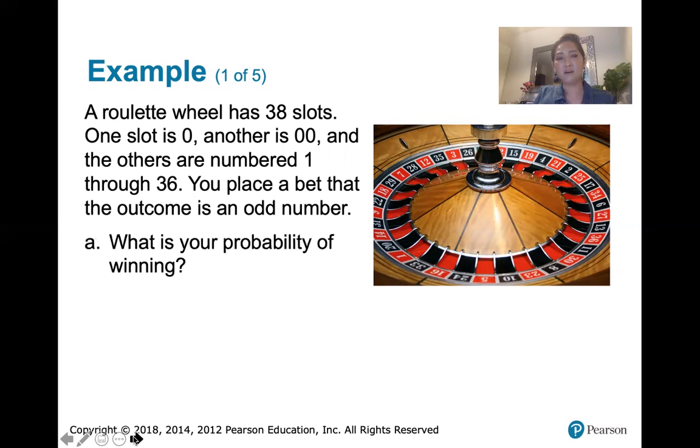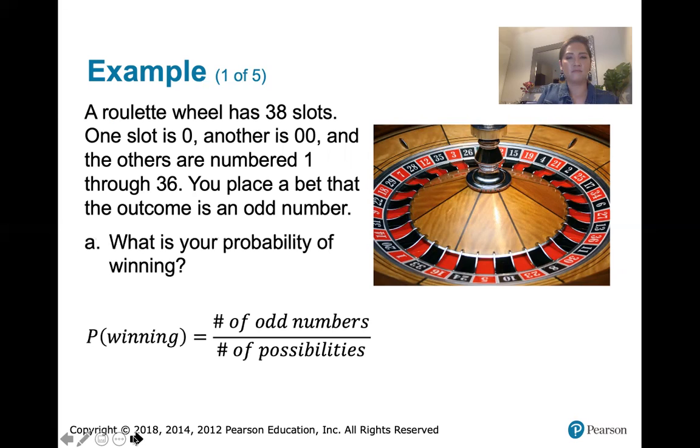It's actually pretty simple. We're going to use the classical approach here. You have to just think about the number of ways that you could get an odd number off of that roulette wheel, and then divide by the number of possible outcomes. So that's pretty simple. Now, if you've got numbers between 1 and 36, half of those would be odd. So the number of odd numbers on that roulette wheel would be 18. And then the number of possibilities isn't 36 though.